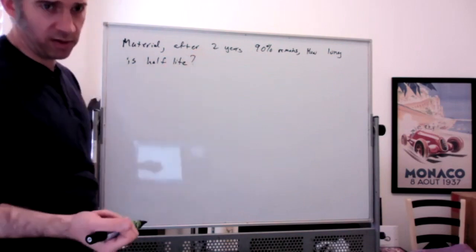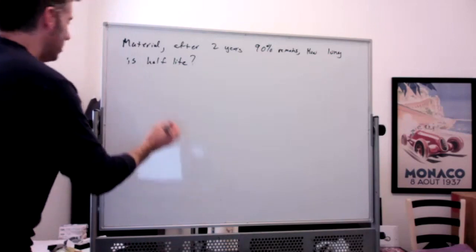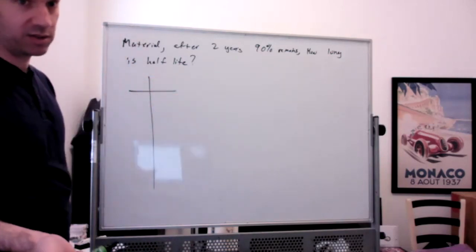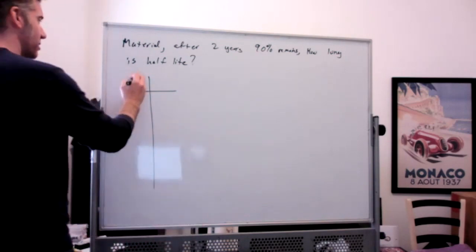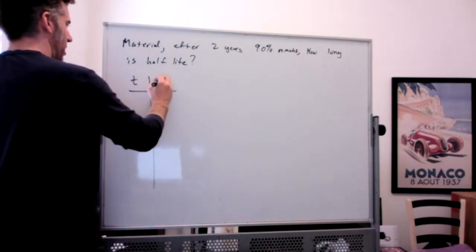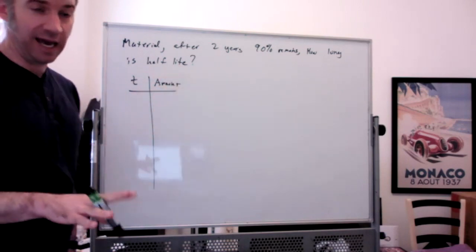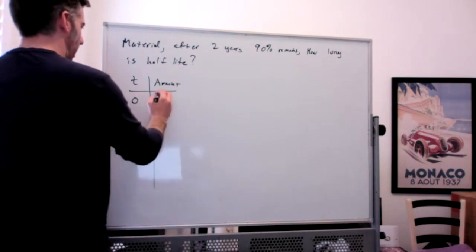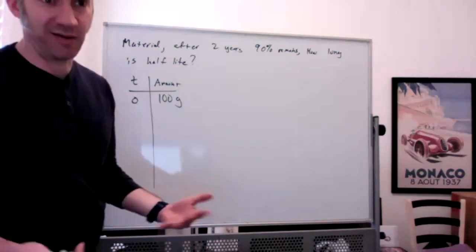And the challenging part about the problem is that they didn't tell you how much you started with. So here's the thing. You can make any choice you want. You can start with however much you want. When I'm dealing with percentages, I like to say I'm going to start with 100. At time 0, I have 100 grams or pounds or kilograms. I don't really care what the units are.